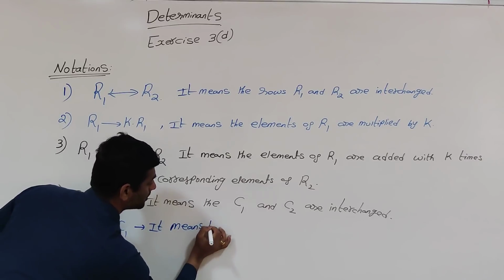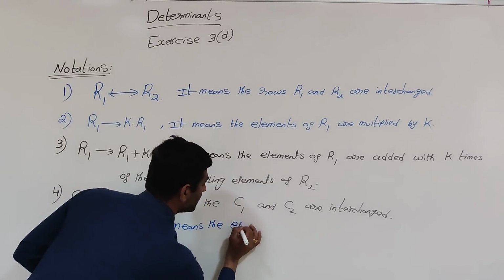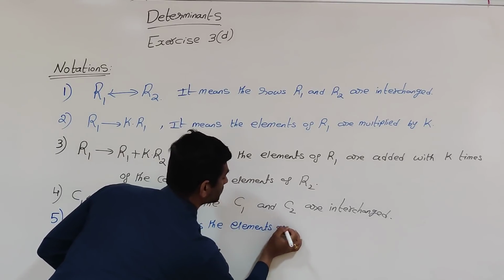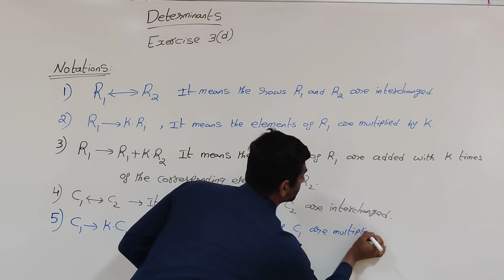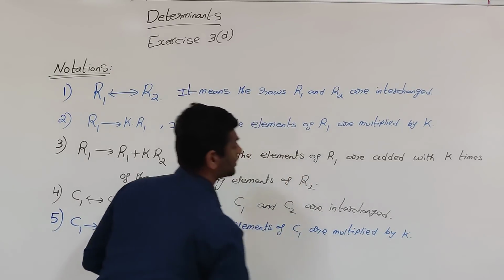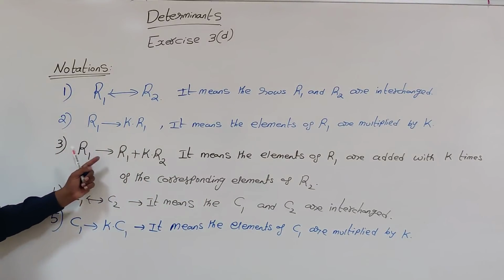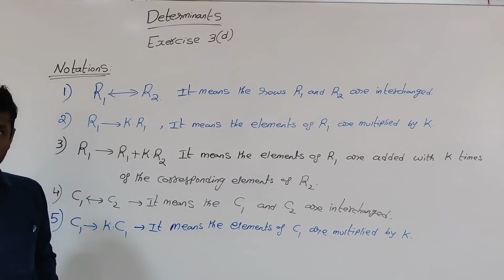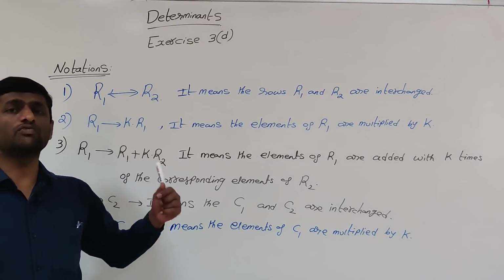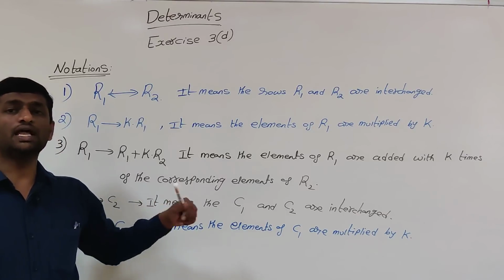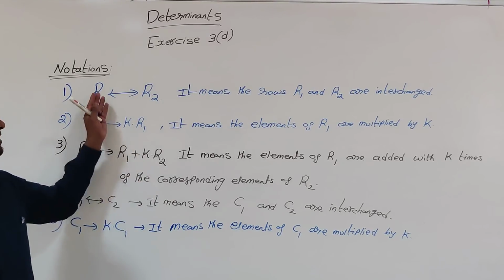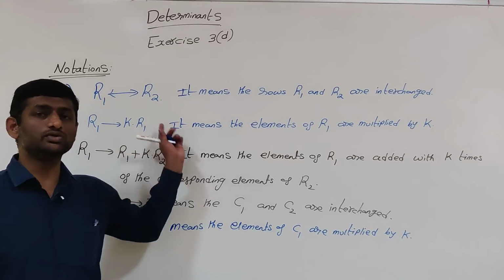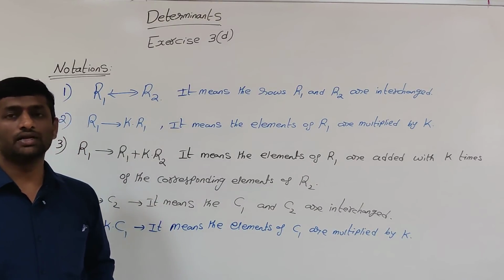It means the elements of column 1 are multiplied by K. Similarly, C1 implies C1 plus K times C2, means the elements of column 1 are added with K times the corresponding elements of column 2. So these are the notations. While evaluating the determinants, we'll use this type of notation. Now we'll enter into exercise 3D one by one.